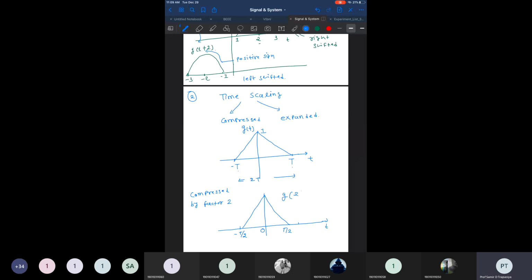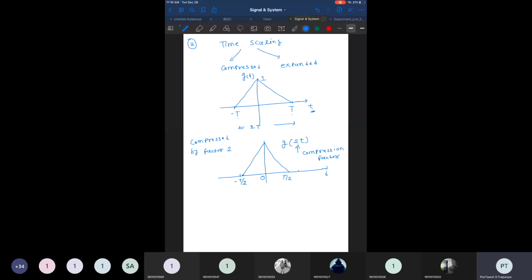Now you may be surprised, we are multiplying with 2, so how is it compressed? Basically, this is with reference to this time axis, right? Whatever value was earlier available at minus T, now it is available at minus T half. So in this t, if I put minus T half, then the 2 will be cancelled and I will get the value of T. I will just show you. Let's say this is a time instant, right? So at minus T half, what is the actual value of g of t?